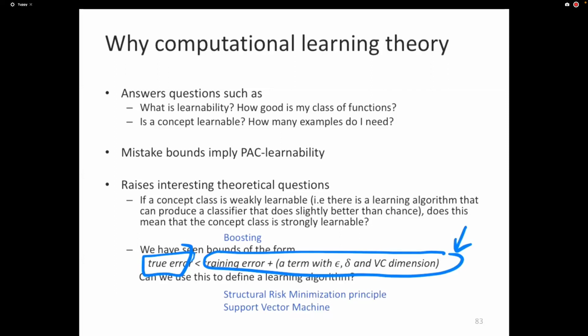That winds up our section on computational learning theory. Any questions?